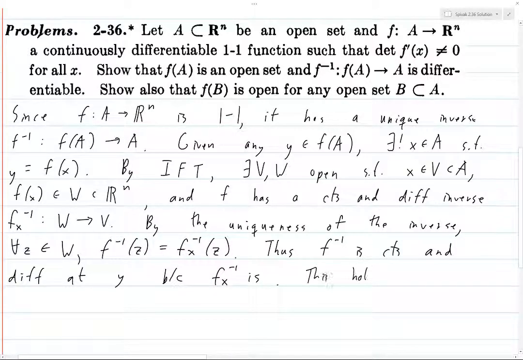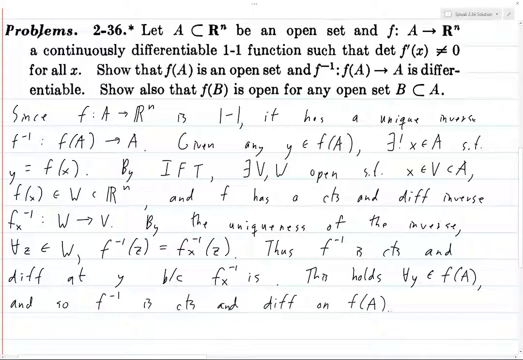This holds for all y in the set f of A, and so f inverse is continuous and differentiable on all of f of A. All right. So that takes care of showing that f inverse is differentiable, because it's differentiable at every single point in f of A. That's what we've proven.